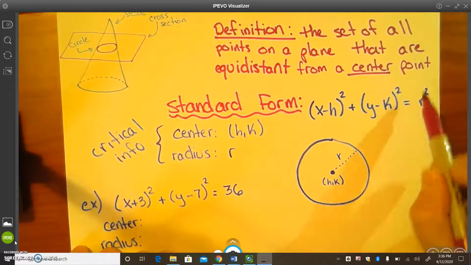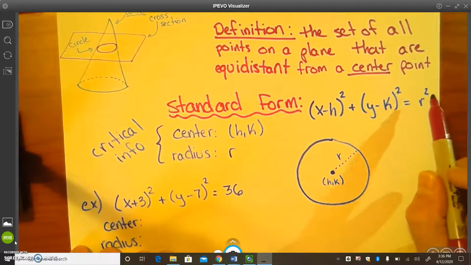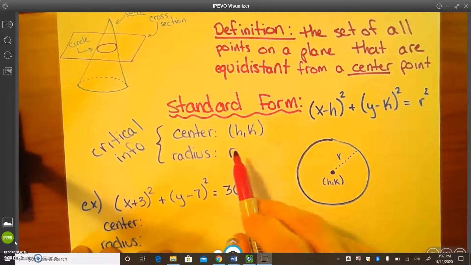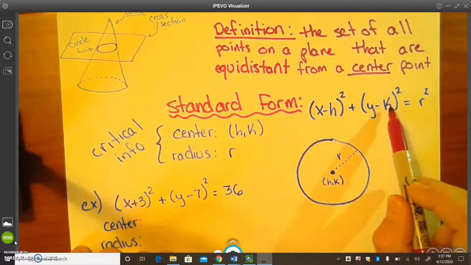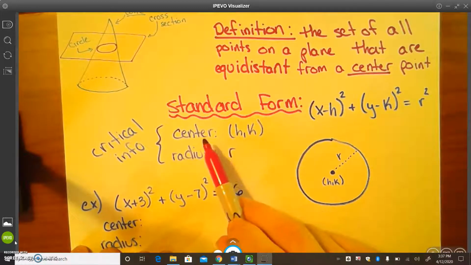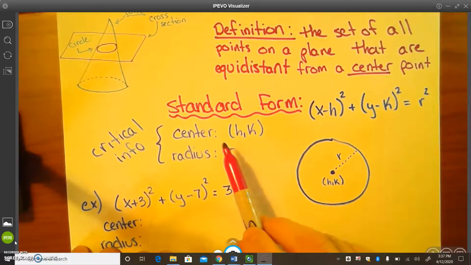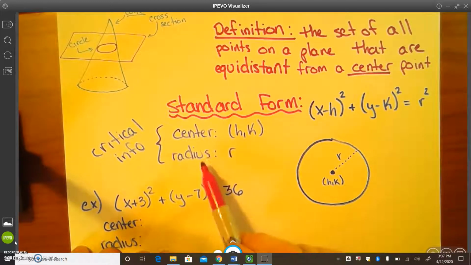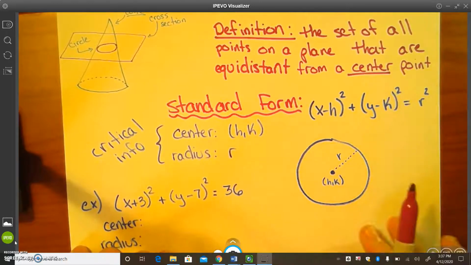So whatever this number is over here, the square root of it is going to be r, because this number would be r squared. These values h and k make up an ordered pair, which is the center point that we talked about earlier. All right, so anytime I ask about critical information, you're going to want to identify both the center and the radius.